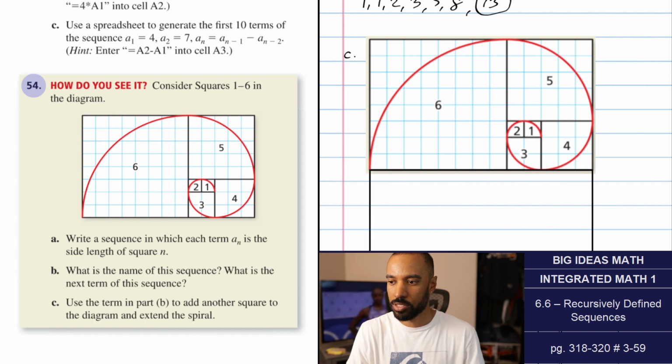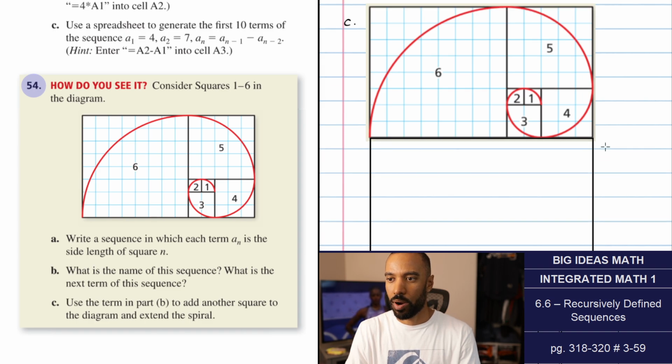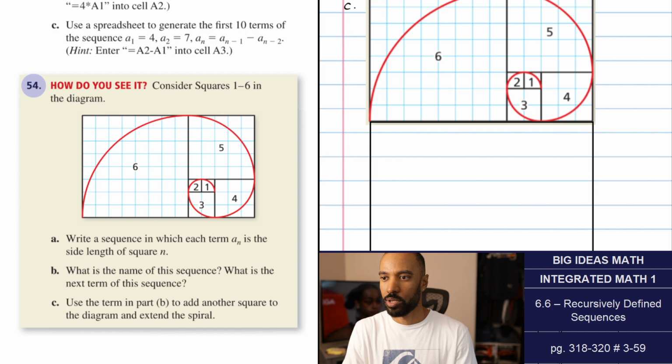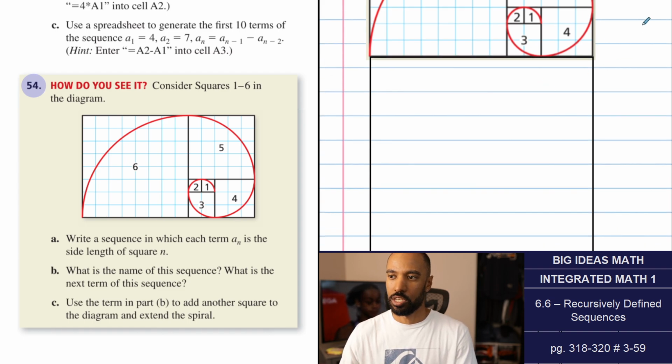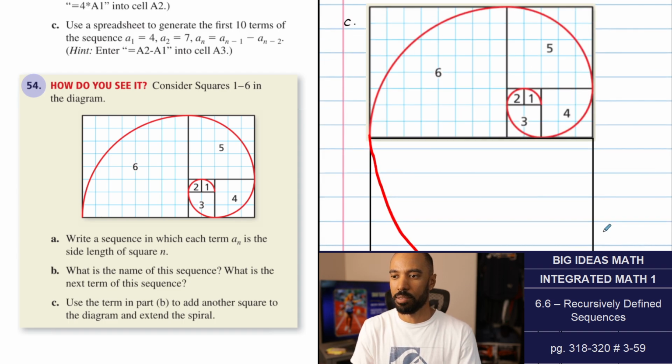I'm not going to add the grid lines. No, it's not a square, I guess. Yeah, I guess it is a square. It's a square like that. It's a little too big, but to extend the spiral, it would continue down right here, like so. And it keeps spiraling about.